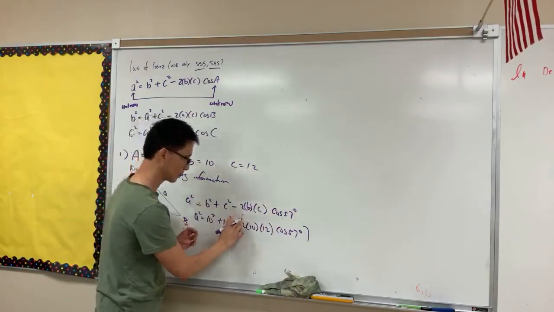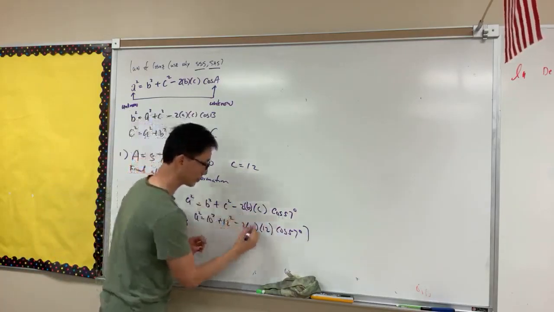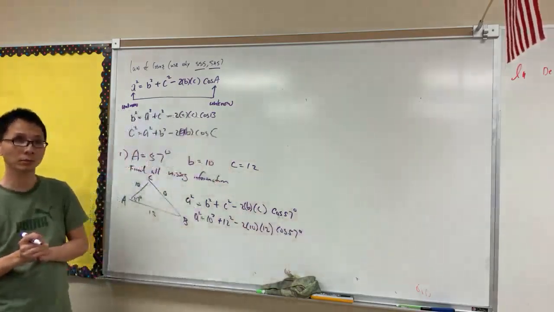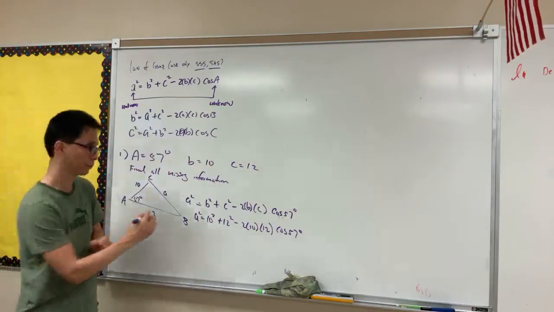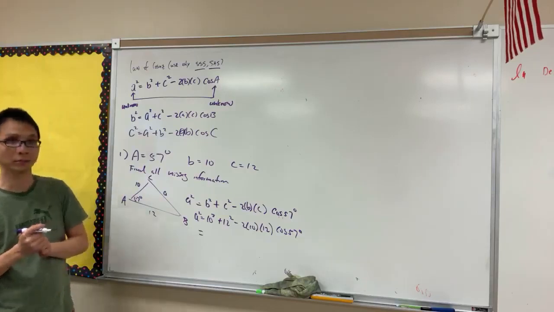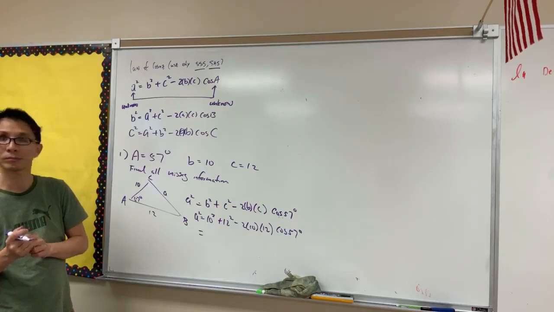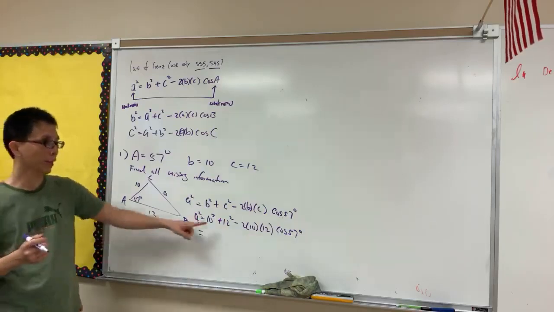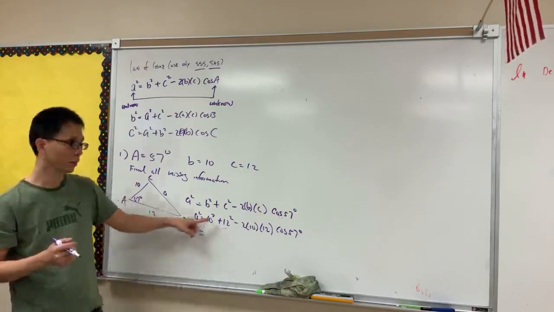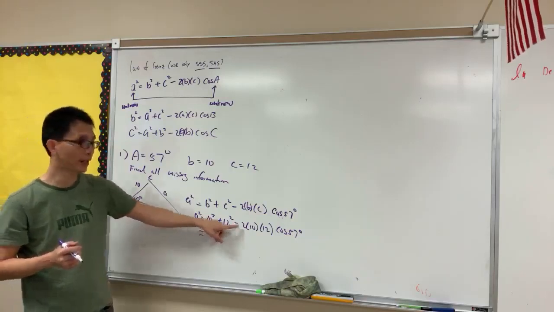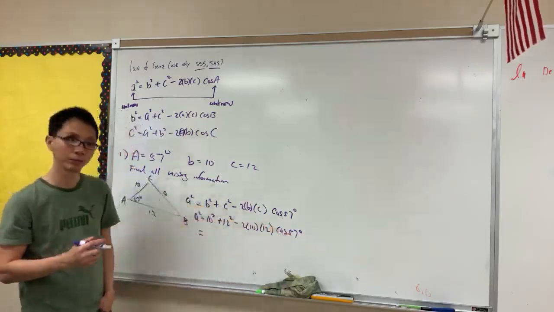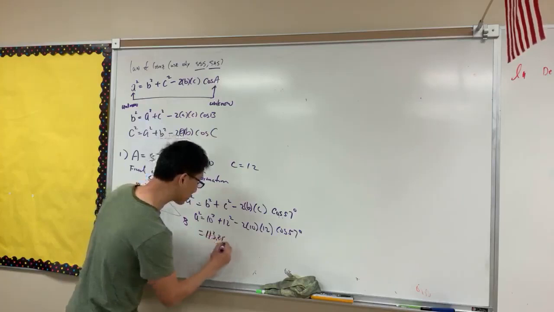What did you get? 69.287? That's not the answer. Look, 10 squared plus 12 squared, then minus 2 times 10 times 12 cosine of 57. What did you get? 113. Yeah, 113.